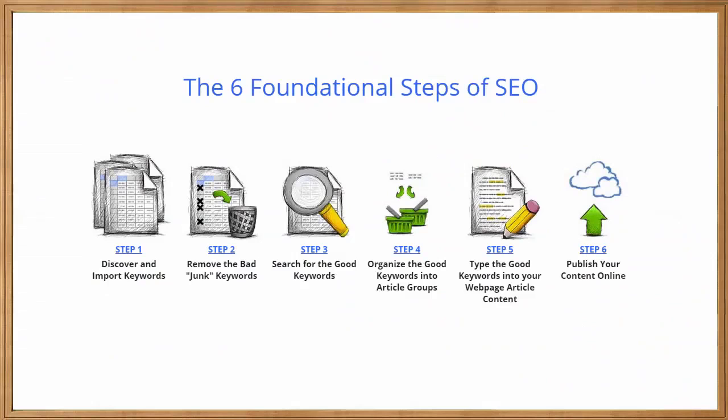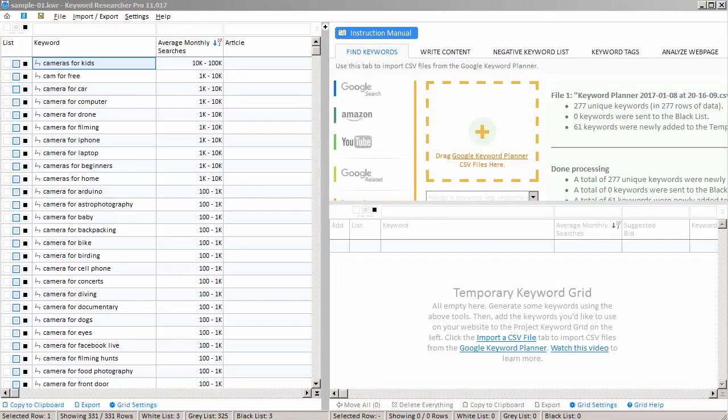Now let's take a moment to review our 6 foundational steps of SEO. Recall in step 1 we used Google Autocomplete to discover new keywords. We also used the Google Keyword Planner to import new keywords. So now we're on step 2. We have to remove the junk keywords. These are the keywords that we do not want on our website. And this is where Keyword Researcher is very, very useful.